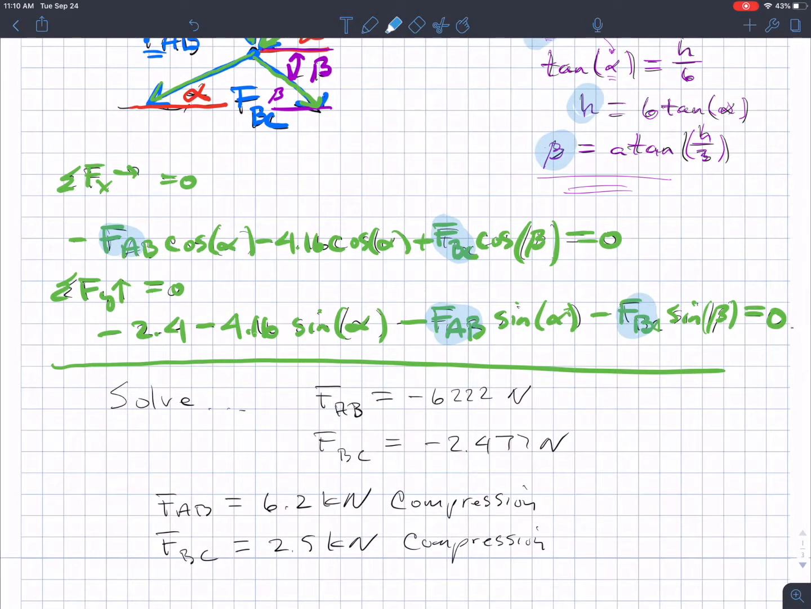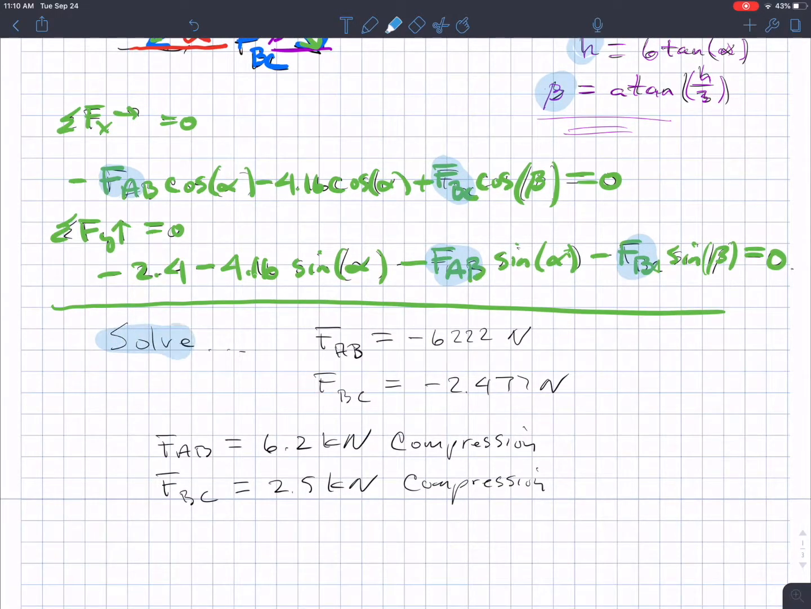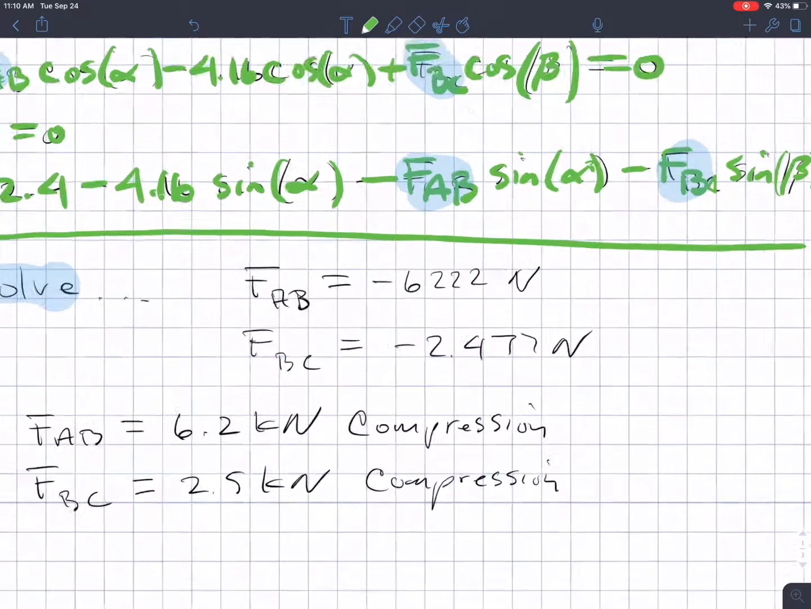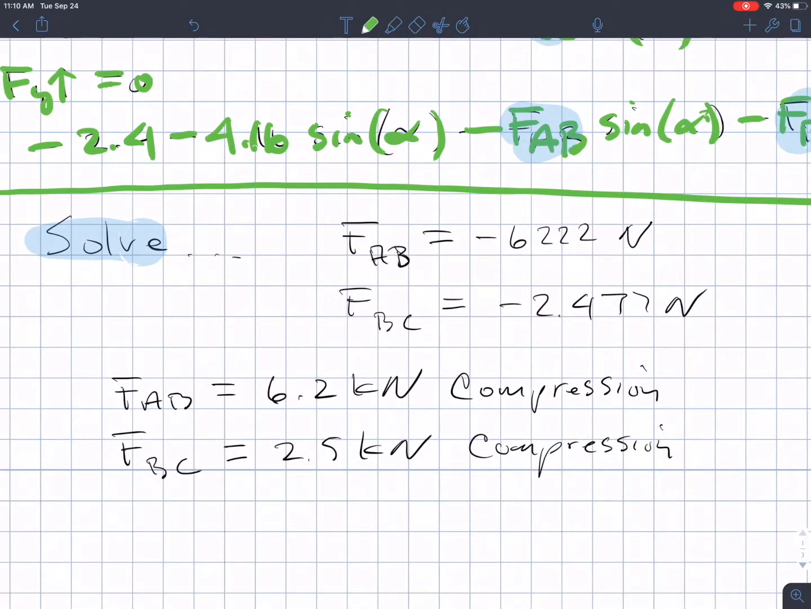If you solve it, then it turns out what you get are these numbers. Because this is negative and I assumed that the members were under tension, that means they're really under compression. So we know that FAB is 6.2 kilonewtons under compression, and FBC is 2.5 kilonewtons also under compression.